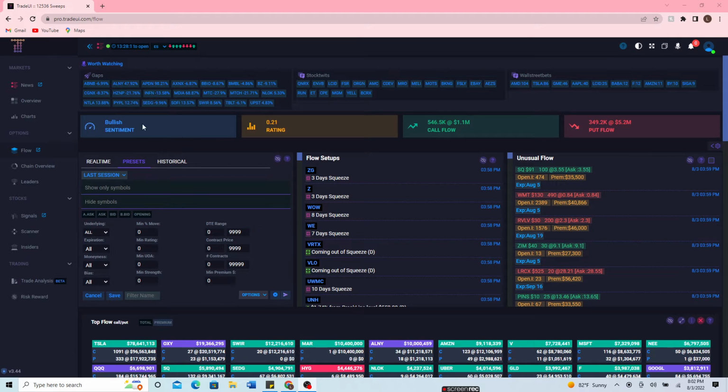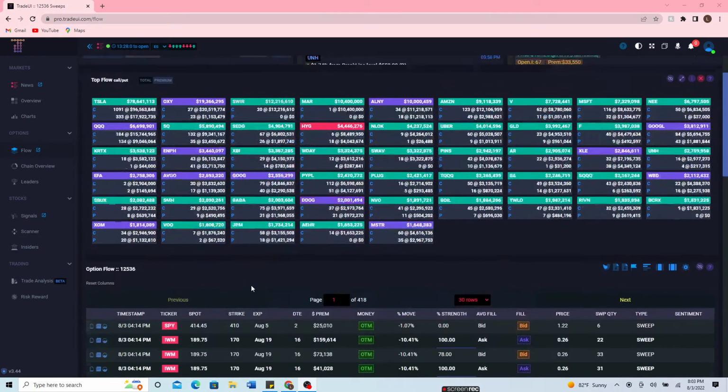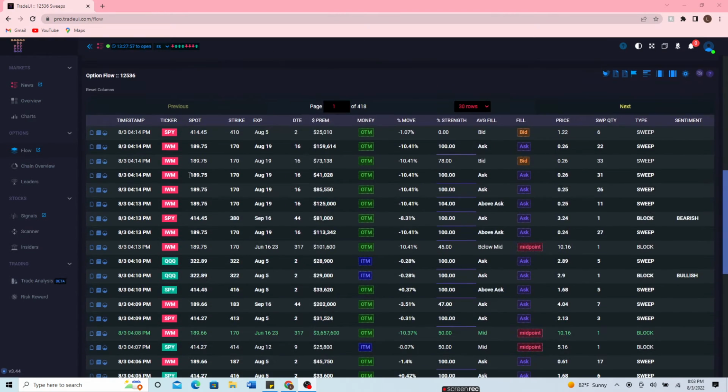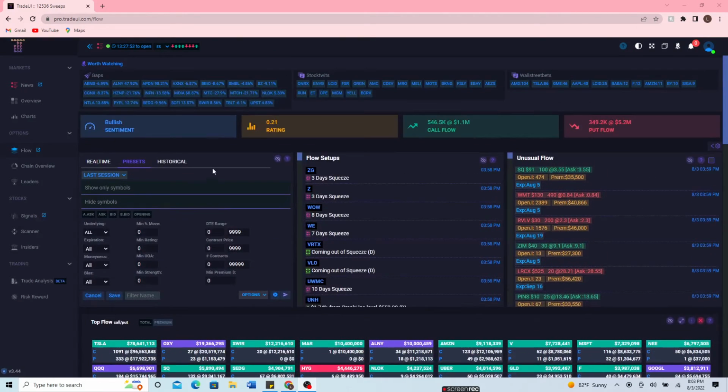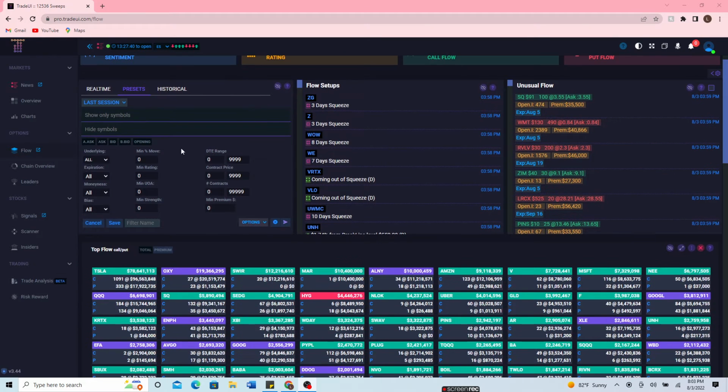Next, you'll see an overall sentiment of the option flow data down here that got populated for the day, and also the option sweep data that was populated as well. It'll give you the sentiment of the overall data, and you can change the sentiment based off the option flow filtering, which we'll show here in a second. You also see the rating, the call flow, and the put flow for the day. The next windows you'll see are the option flow filtering section, the flow setup section, and the unusual flow section.